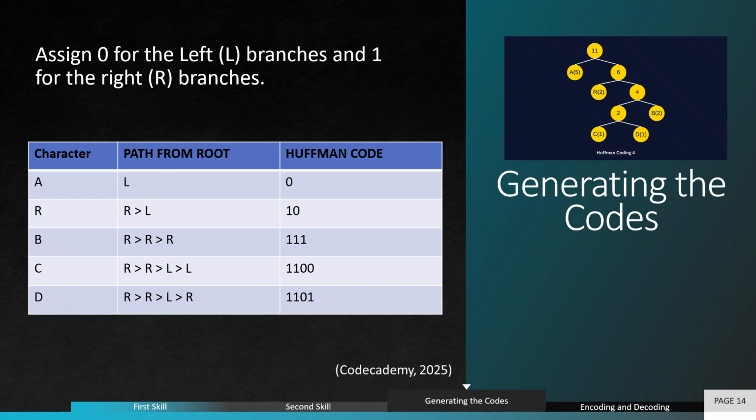To get to B, we'll make a right, another right, and another right. That's three rights. So that's three ones. As for C, same thing, two rights, then two lefts will give us 1100. And for D, you got two rights, then make a left, then go right. That equals 1101. That's how you generate the codes for that.